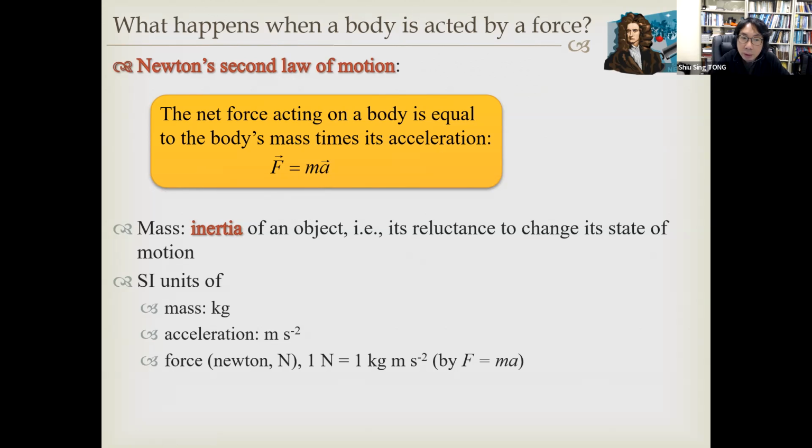And the SI unit of mass is kilogram, and acceleration is meter per second square. So by Newton's second law, the force is equal to the mass times acceleration. So it carries a unit of kilogram meter per second square. And we define the unit of force to be 1 Newton. 1 Newton is 1 kilogram meter per second square.